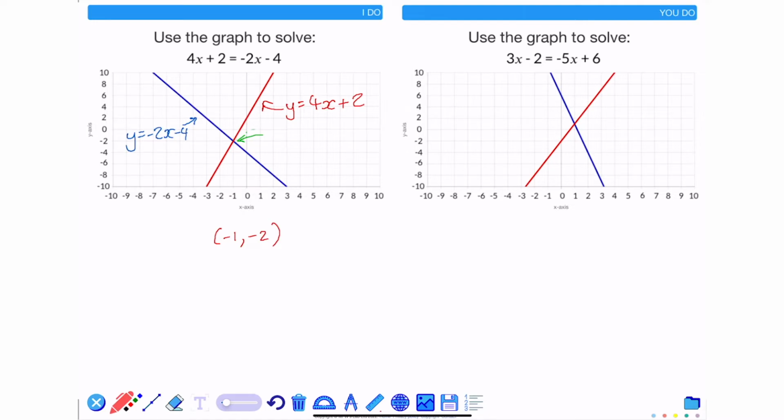So interpreting the coordinate, x is equal to negative 1 and y is equal to negative 2. This is the solution to this problem. Pause the video here and have a go at the question on the right hand side. When you're ready for the answer, press play.